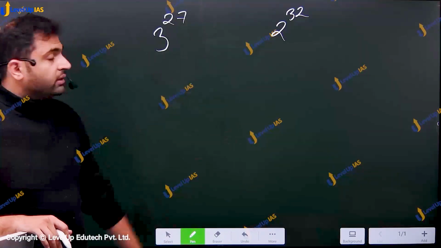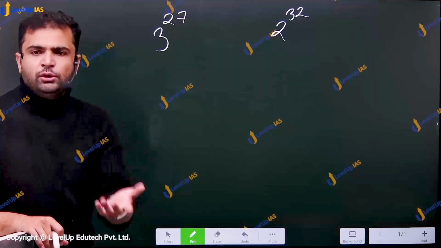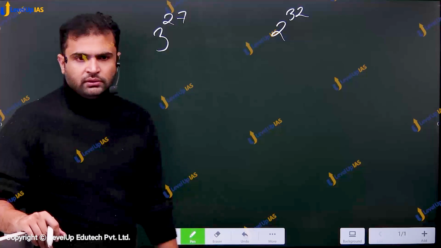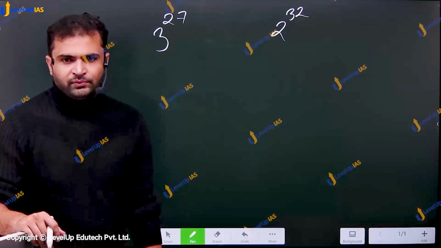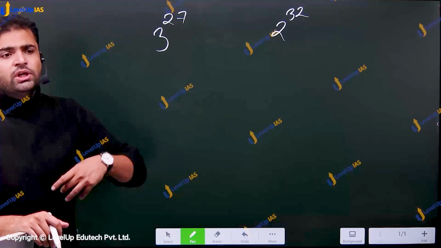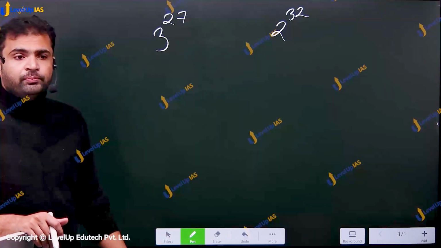Now I want to compare these two numbers. Now some intuition: either this number will be bigger or that number will be bigger. One of those two possibilities will be there, which is fair. So I go with my hunch. Which one do I feel should be the greater of the two?